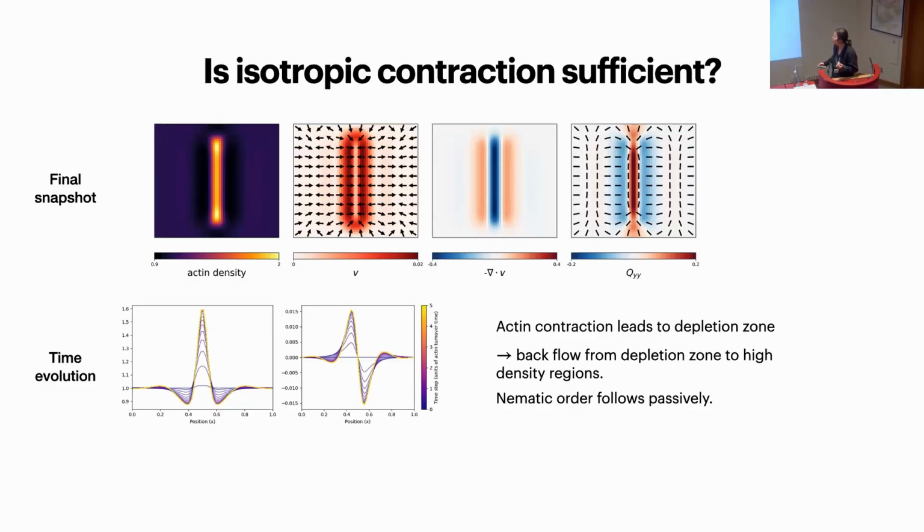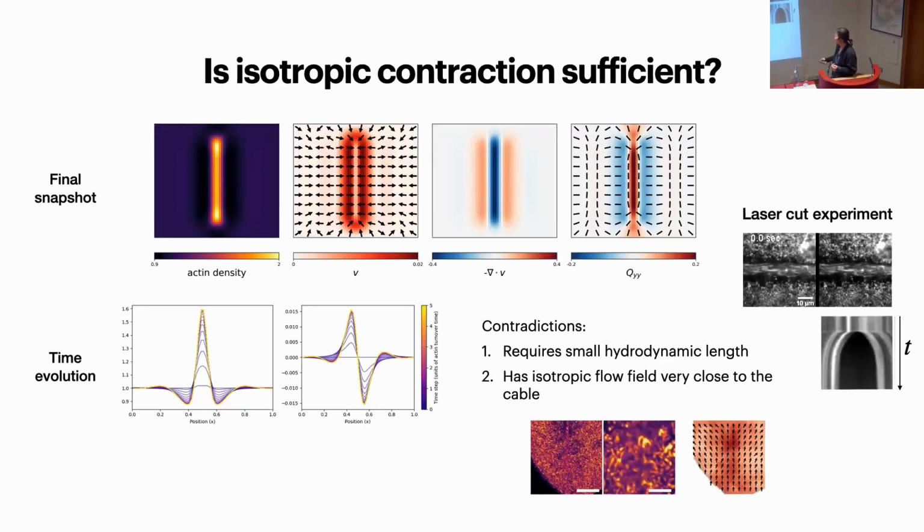And that's the thing that's creating this tiny amount of outward flow from the depletion zone to the rest of the cortex. However, this contradicts our experiments. So the first experiment you see over here is a laser cut experiment. I've been told this is very annoying to do. You take a laser and cut a little bit of the cortex and you see how it recoils, and it gives you information about the amount of contraction forces at this particular region in space.